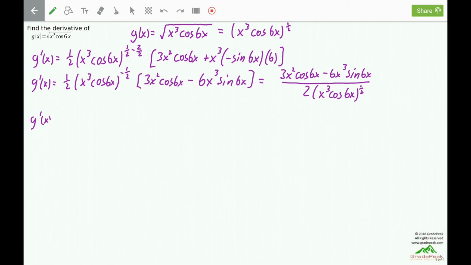So g prime of x will now be, now this numerator, we can factor some things out of here. Actually, we can factor out a constant of 3, and it looks like we can factor out a power of x as well. We have a squared power here, a cubed power. We can factor out the lower one, that's the x squared. So we'll take out a 3 and x squared. Now, taking out the 3, that'll leave a 2. And taking out the x squared, that'll leave 1x there. So there's the idea of what would be left.